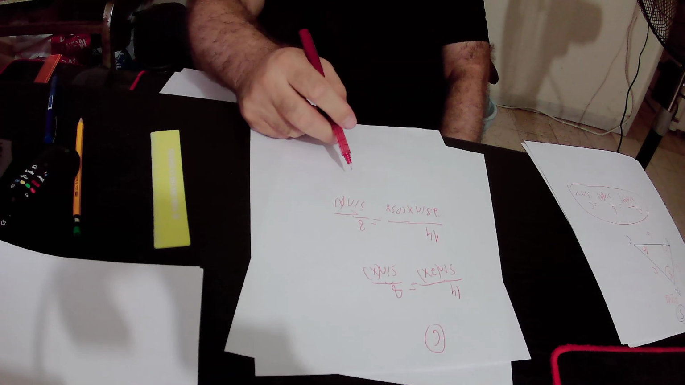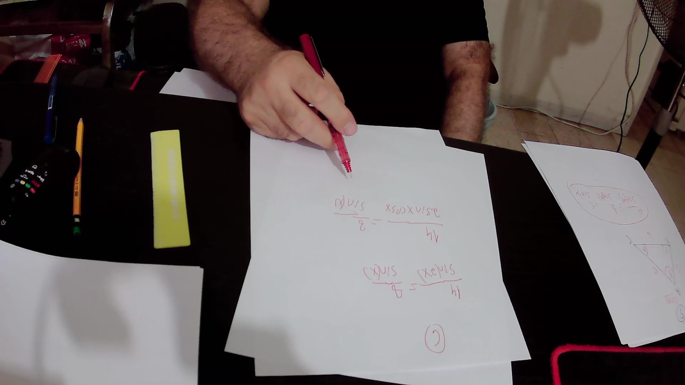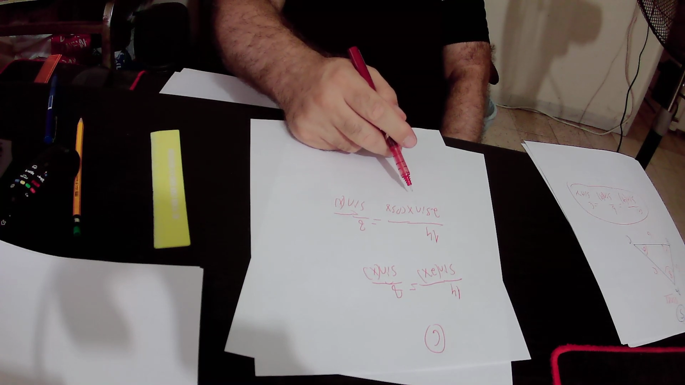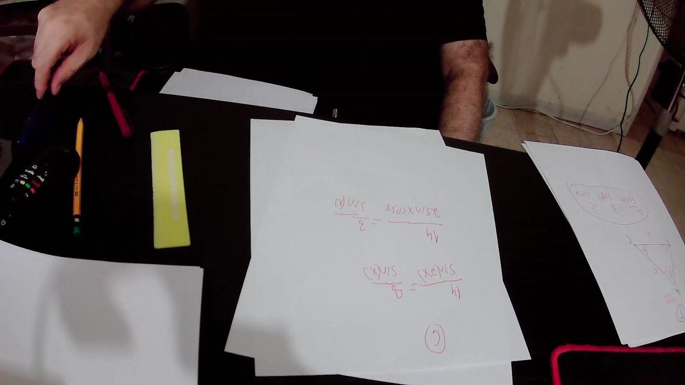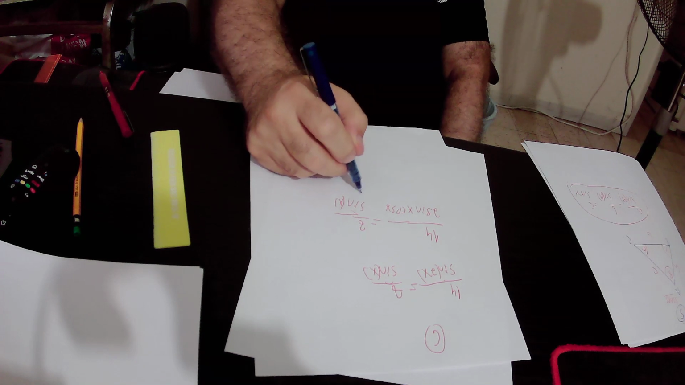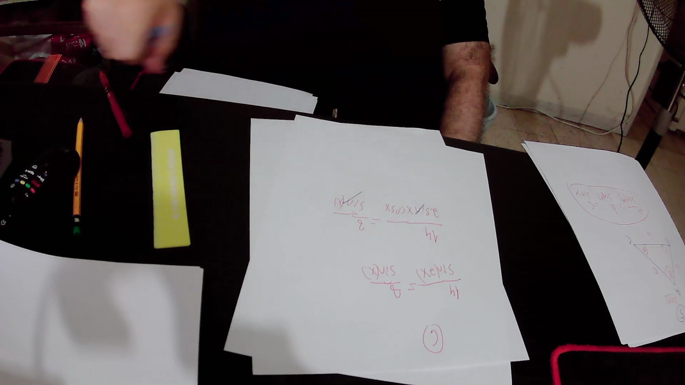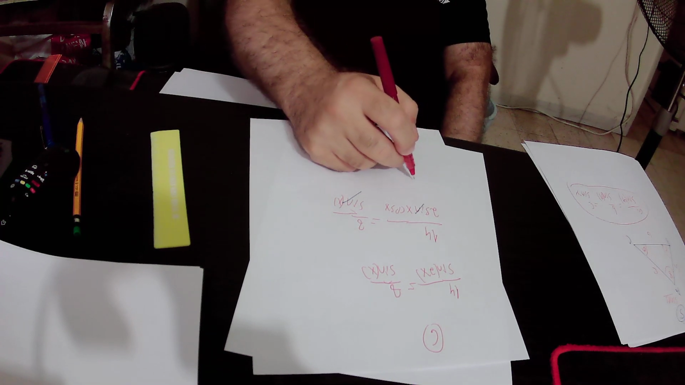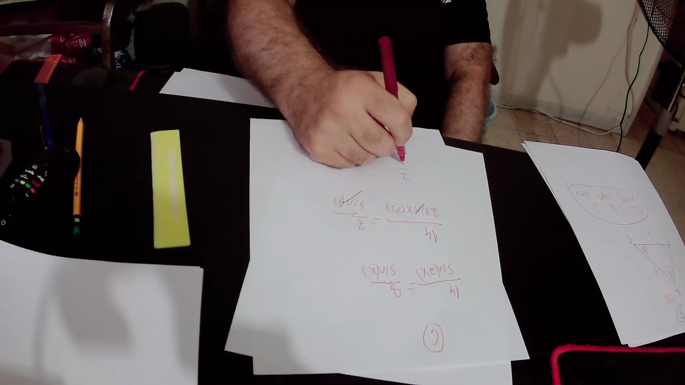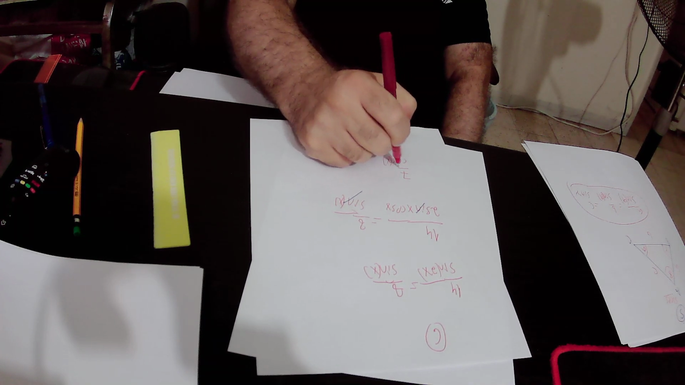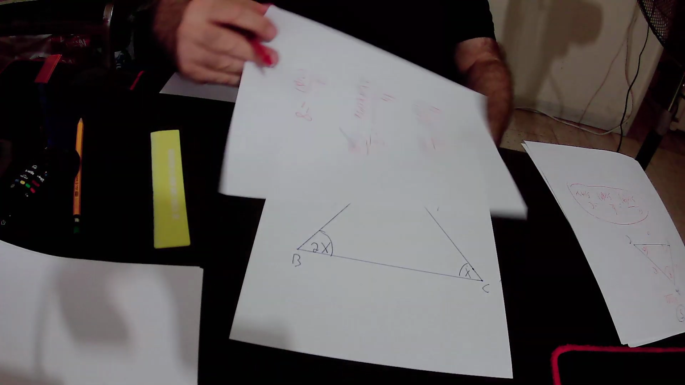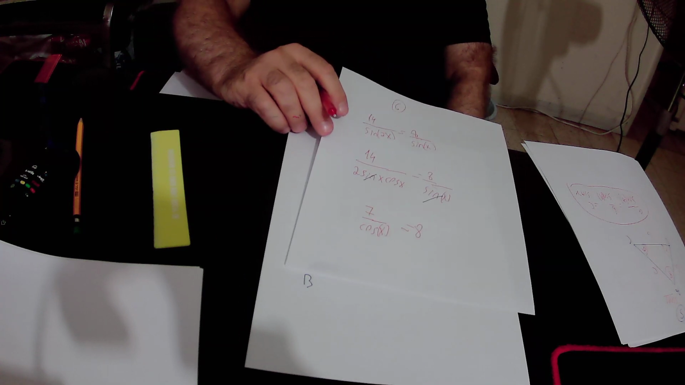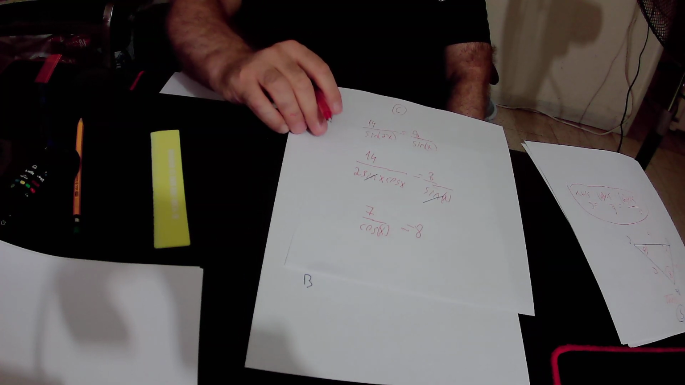Here we have sinus x in the denominator of this side of the equation. We have sinus x at the denominator of the other side of the equation, so we can cancel sinus x because we have sinus x on both sides of the equation. And 14 over 2 is 7, so 7 over cosinus x will be equal to 8. So from this equality we will get that cosinus x equals 7 over 8.